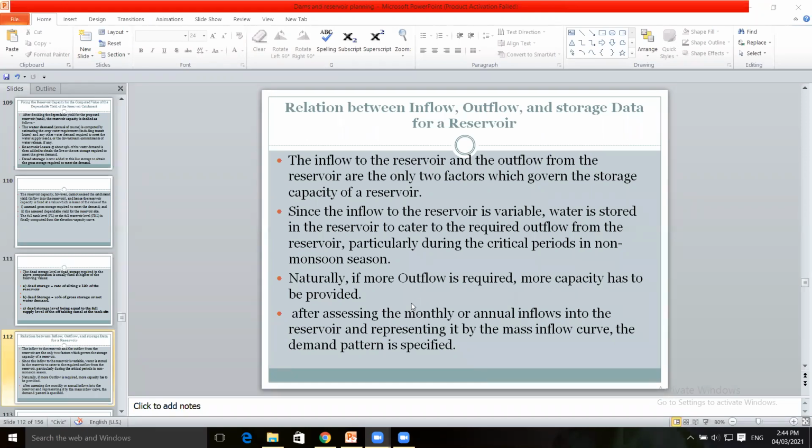The inflow in the reservoir is variable. The water which is stored in the reservoir. For more outflow required, more capacity has to be provided in the reservoir. So for more outflow, more capacity has to be provided.